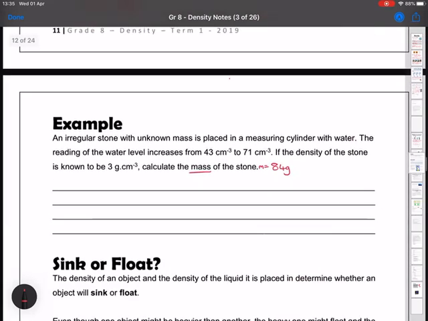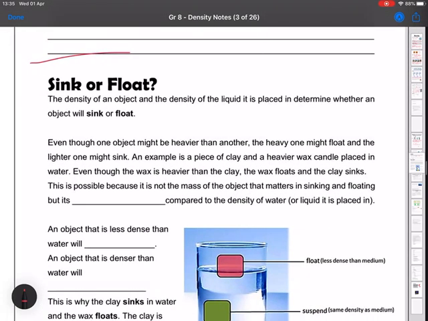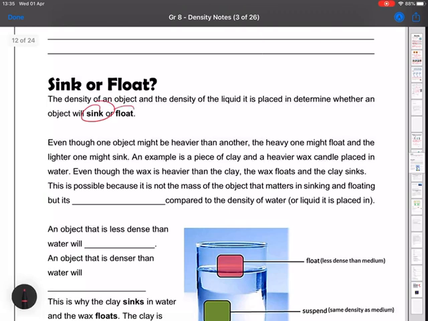I have put the memo for this on Teams, and we ended over here in the last lesson. I did ask you to have a look through sink or float in your last lesson. I hope you did that, but let's read together. The density of an object and the density of the liquid that the object is placed in determine whether the object will sink or whether it will float.